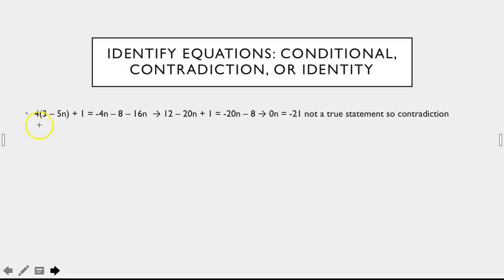You're going to have to use the distributive property here, 4 times 3 and 4 times negative 5. And then on this side, you're just going to want to put your like terms together, so you end up with 12 minus 20n plus 1 equals negative 20n minus 8. And then when you put your like terms together, you get 0n equals negative 21, which is not a true statement, so this is a contradiction.